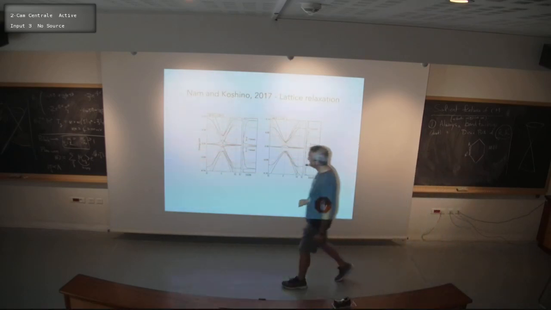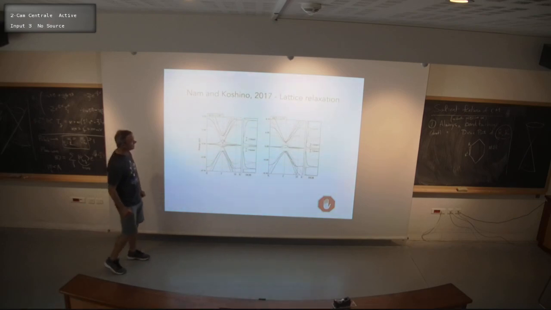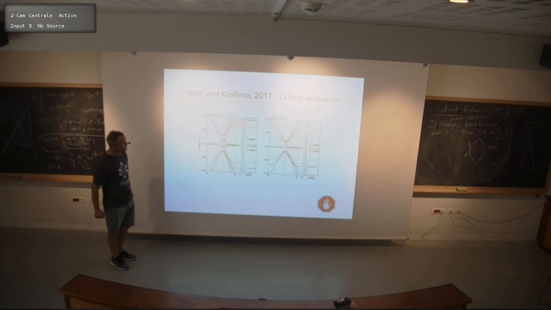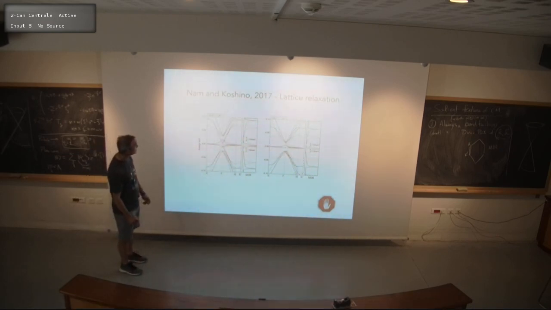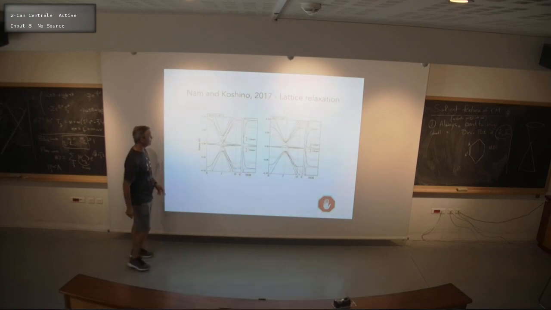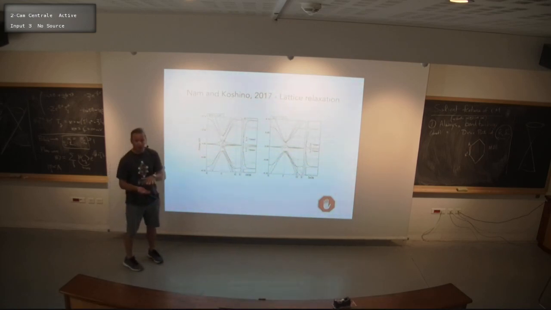Okay, so this in particular is some very nice work. Again, basically before the experimental discovery. These guys were trying to improve a little bit on the Bistritzer-MacDonald model. Nam and Koshino. Koshino is an old hand in the graphene area. What they studied is the effect of lattice relaxation. Mostly the effect is the one that I mentioned, that in the AA and BB regions, the layers come a little closer together. It's a pretty small effect.